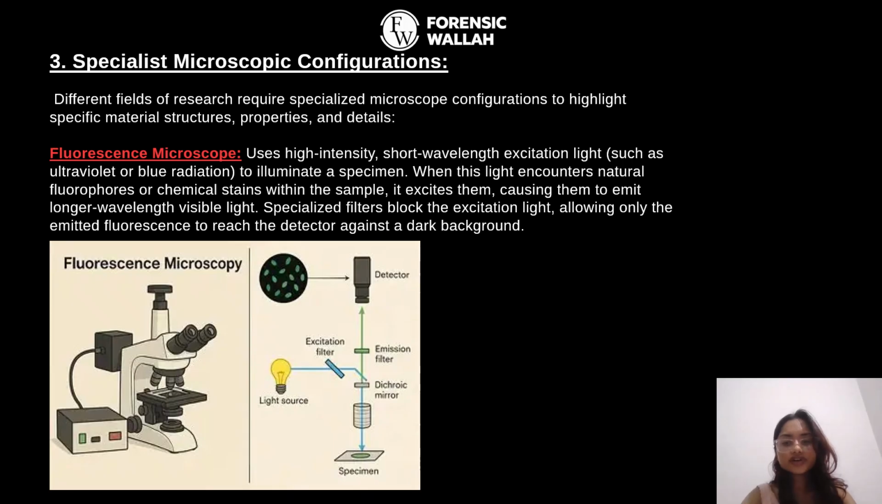There are specialized filters within the microscope that block the harsh excitation light from reaching the user's eyes, allowing only the emitted fluorescence to pass through. This produces a highly sensitive, high contrast image where specific structures glow brightly against a completely dark background, which is useful for tracing cellular proteins, DNA markers, or specific chemical trace evidence.